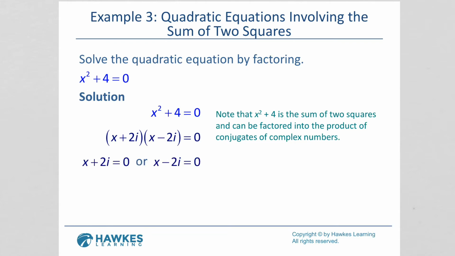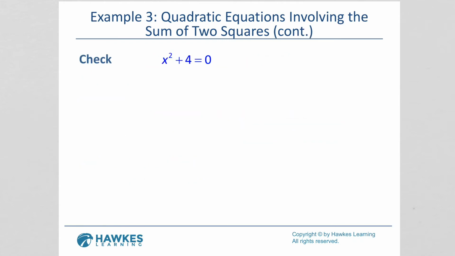When I set x plus 2i equal to 0 or x minus 2i equal to 0, I end up with x equals negative 2i on the left by subtracting 2i from both sides. Adding 2i to both sides on the right ends up giving me x equals positive 2i. Checking my solutions for x squared plus 4 equals 0. When I plug in negative 2i, negative 2i squared plus 4 equals 0. Negative 2i squared is 4i squared plus 4. 4i squared is negative 4 plus 4, which does equal 0, so that solution checks.